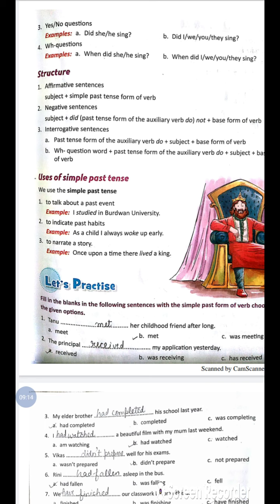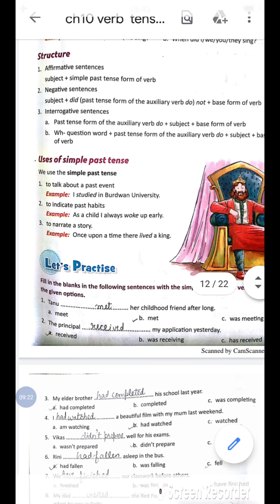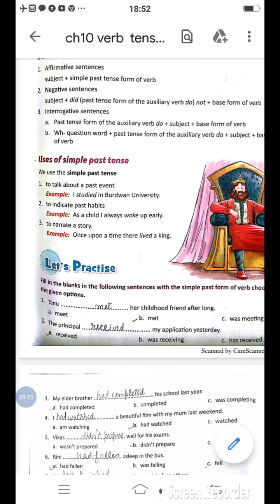Next is affirmative sentences: subject plus simple past tense form of the verb. Negative sentences: subject plus did not plus base form of the verb. And interrogative: past form of the auxiliary verb plus subject plus base form of the verb. Uses of simple past tense: to talk about a past event, for example, I studied in Bardwan University. To indicate past habits, as a child I always woke up early. To narrate a story, once upon a time there lived a king.